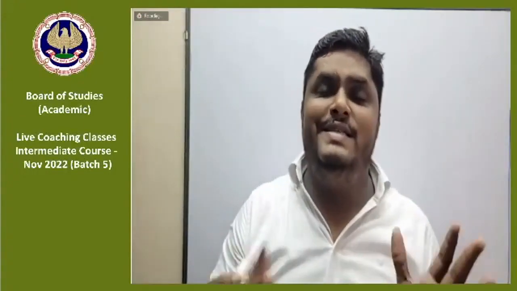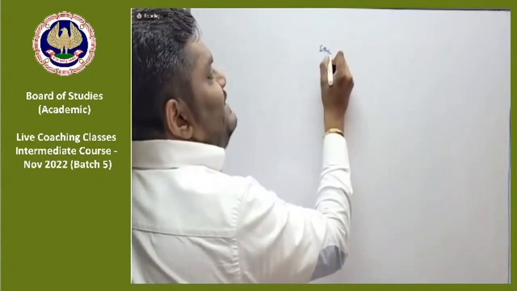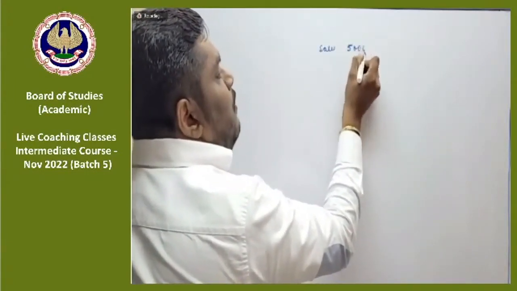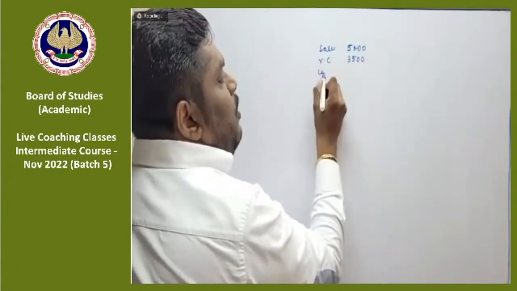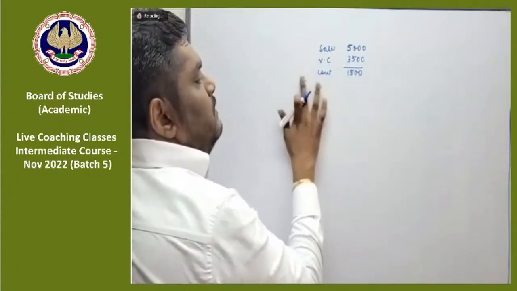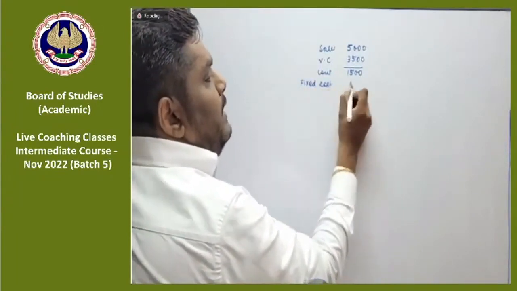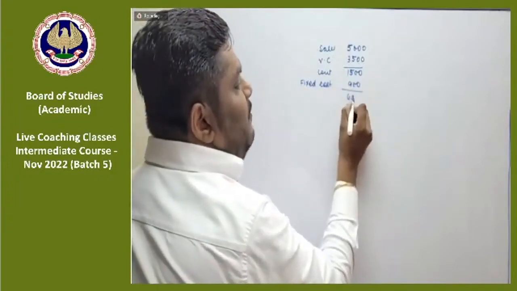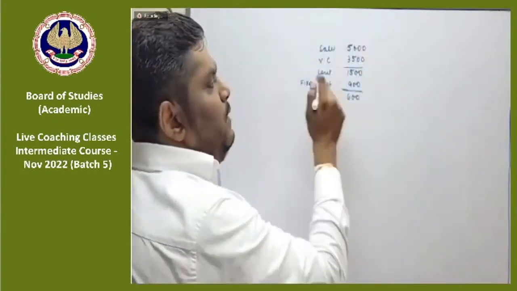Now guys, as I said, actual sales minus break-even sales is margin of safety sales. Let's say my sales is 5,000. My variable cost is 3,500. My contribution is how much? 1,500. Let's say my fixed cost is 900. So how much will be my profit? 600. To recover our fixed cost, we make break-even sales.